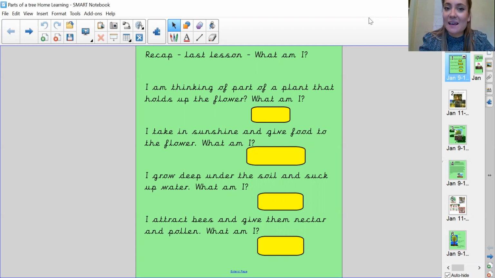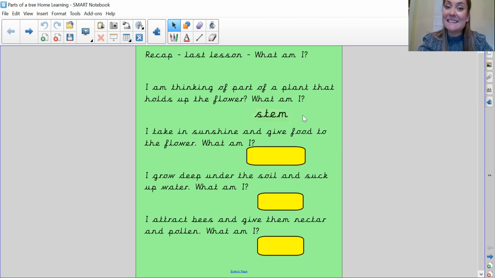I am thinking of a part of a plant that holds up the flower. What am I? Did you get it? That's right, it's the stem because the stem holds up the flower. Okay, listen for the next one.